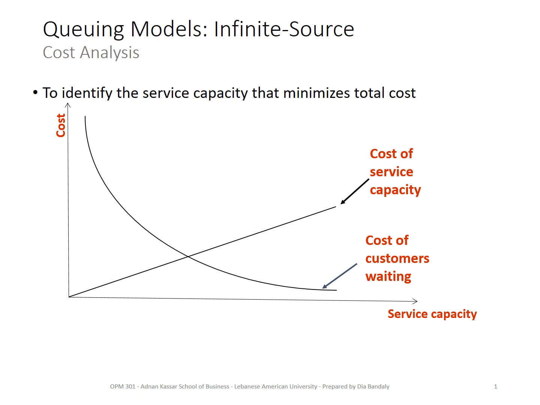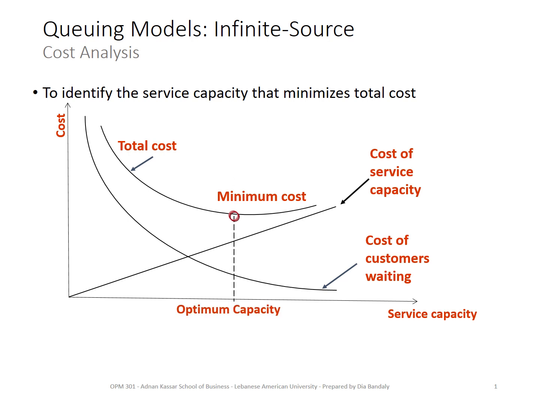But we are interested to minimize the total cost. So we sum up these two costs and we get the curve for the total cost. If we have that graphically, then we can find the optimal capacity, because we can locate the minimum cost on the cost curve, and project it to hit the horizontal axis, and this will be our optimum capacity. However, we're not going to solve that problem graphically. We need quantitative methods to use, and this is what we're going to see in the next slide.